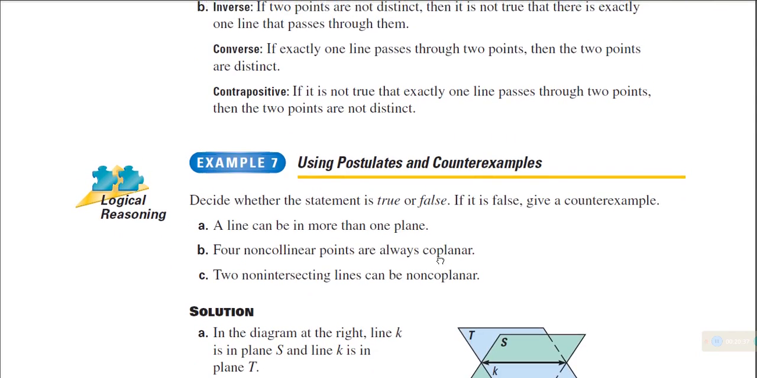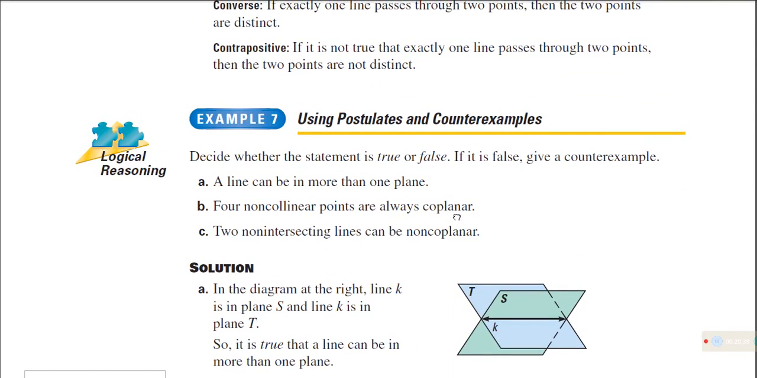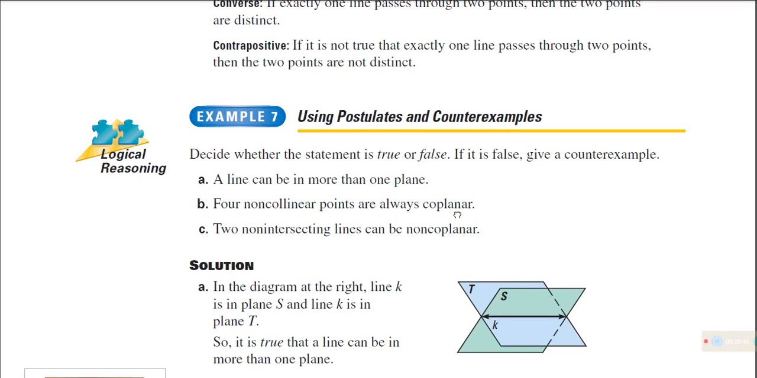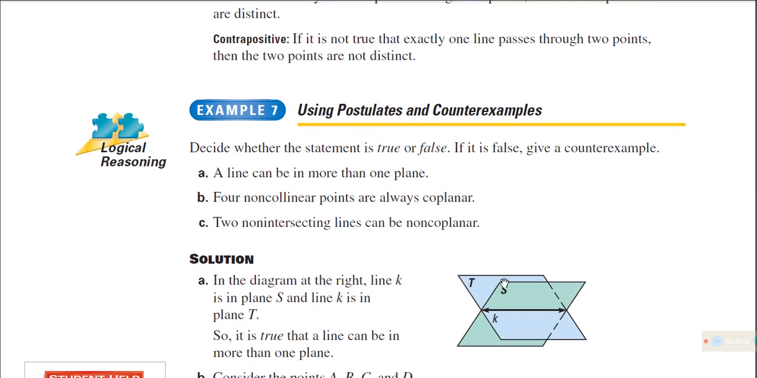So, lagay tayo ng isang diagram. So, in the diagram at the right, line K is in plane S and line K is in plane T. So, it is true that a line can be in more than one plane. So, actually, there is infinitely many planes that intersect in a common line.